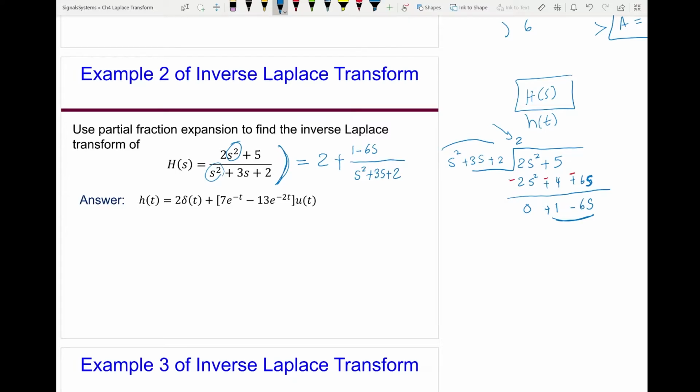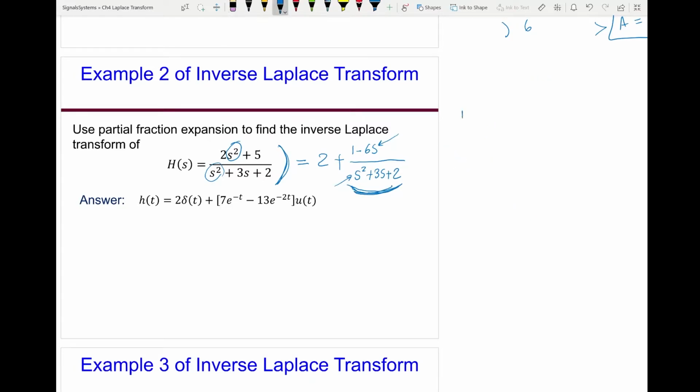Now I can carry out the partial fraction expansion of this term to simplify it further, because s in the denominator is to a higher power than s in the numerator. So let's do the partial fraction expansion of this term. So this will be then 1 minus 6s over s squared plus 3s plus 2, which is the same as 1 minus 6s over (s plus 2) times (s plus 1). And this is the same as A over s plus 2 plus B over s plus 1.